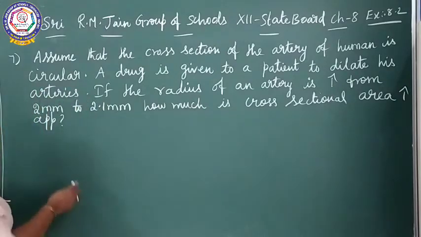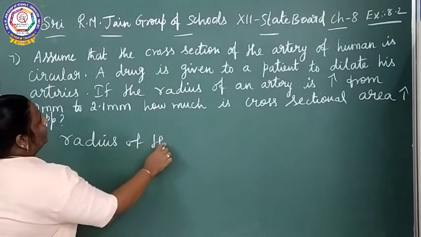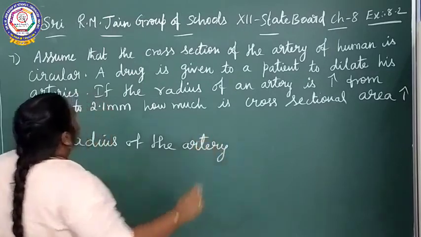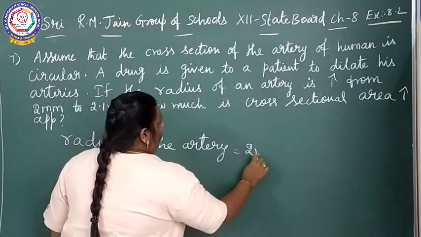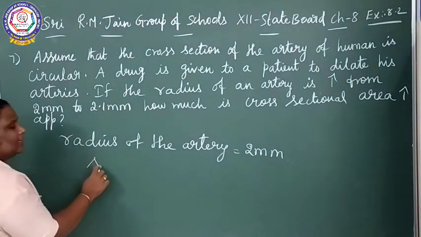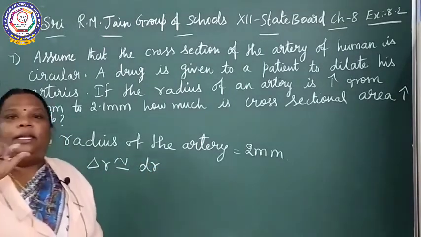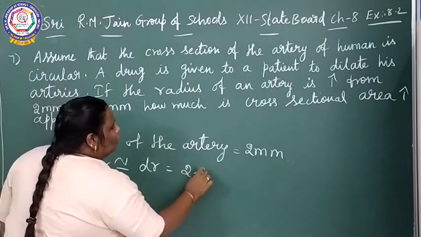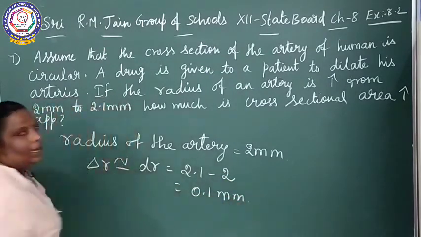See, everything you should write first. Radius of the artery is equal to 2 mm. Next, delta R, that is the increase, is approximately dr. You know very well that delta R equal to dr equal to 2.1 minus 2, it gives 0.1 mm.